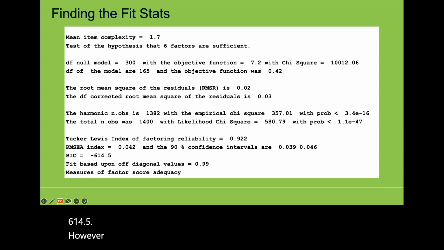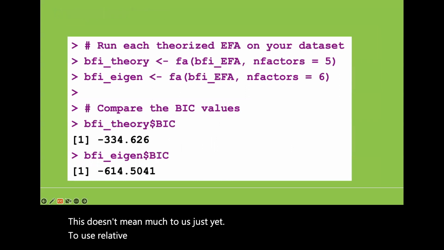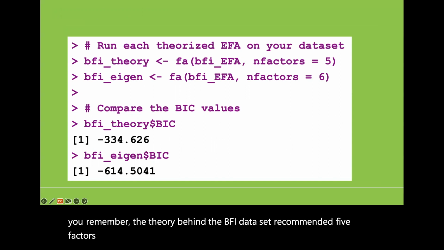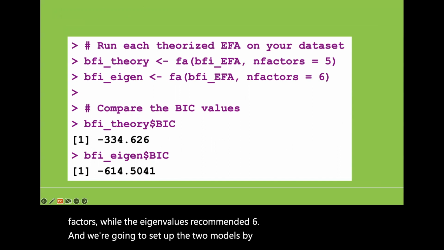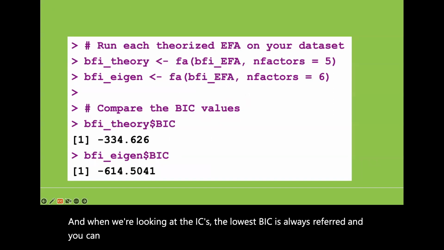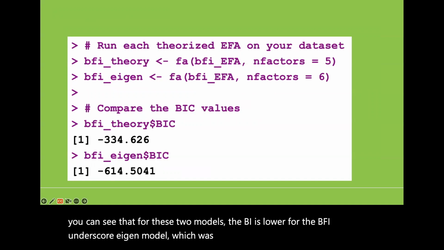However, since relative fit statistics don't have any value when they're isolated, this doesn't mean much to us just yet. To use relative fit statistics, we need 2 different models to compare. So if you remember, the theory behind the BFI dataset recommended 5 factors, while the eigenvalues recommended 6. And we're going to set up the 2 models by changing the n factors argument. And when we're looking at BICs, the lowest BIC is always preferred. And you can see that for these 2 models, the BIC is lower for the BFI underscore eigen model, which was estimated to have 6 factors.